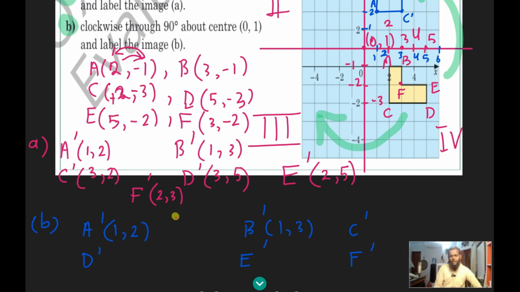I am changing x into y and y into x. And when I complete this, then I will write the correct sign. The sign will be according to the quadrant. See, I am changing x into y, y into x. F is minus 3 comma minus 2. I am writing 2 comma 3.